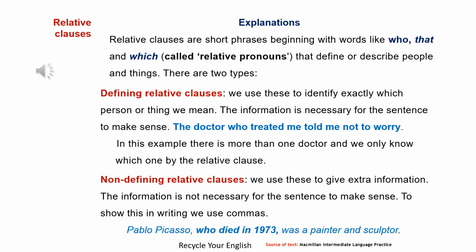Non-defining relative clauses. We use these to give extra information. The information is not necessary for the sentence to make sense. To show this in writing, we use commas. Pablo Picasso, who died in 1973, was a painter and sculptor.